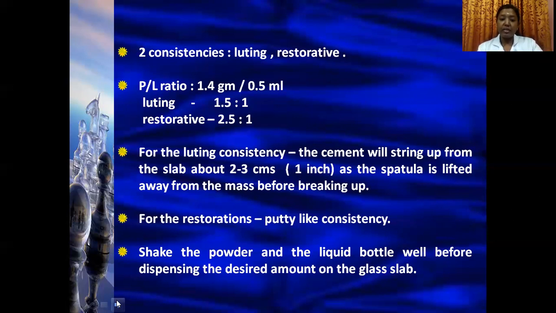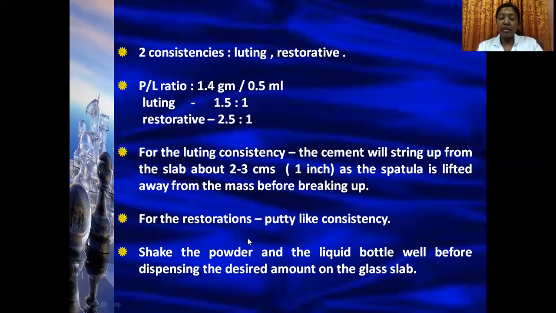For the luting consistency, you will get a string that is formed after the mixing is completed. When you collect the material onto the spatula and raise it from the glass slab, a string will be formed, and this string will characteristically break when you raise the spatula greater than 1 inch. The string-like material will fall down like a hook. This indicates that it is the correct consistency for luting.